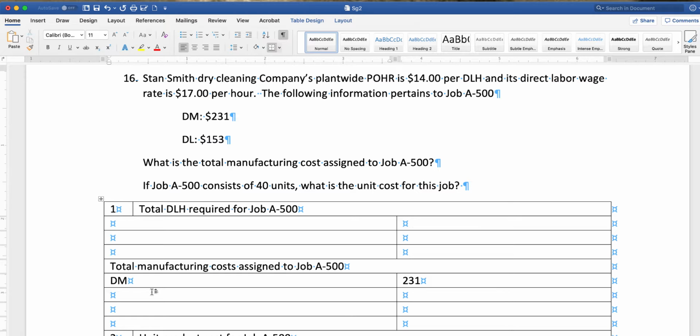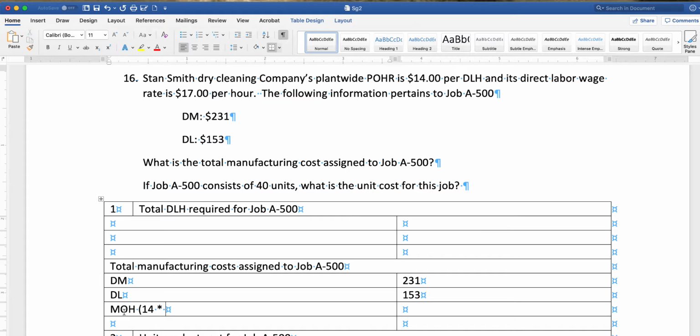Direct labor, we have $153. MOH. Ah, crap. You know what? I totally forgot to calculate what the predetermined overhead rate was. Oh, wait a minute. They give it to me. They tell me it's $14. Okay, so I'm going to take $14 times how many hours? Uh-oh. They didn't give us any hours.